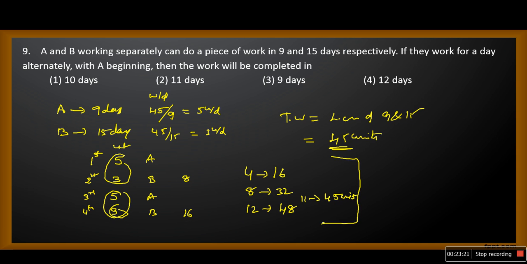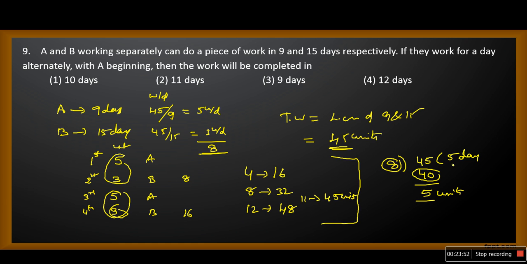The other way of doing is this. A and B together are doing how many units per day? 8 units per day. Take 8 and divide 45 by 8. 8 fives are 40. The remainder is 5. It means doing 8 units per day, if they work for 5 days, they completed 40 units. After 5 days, how many units are left over? 5 units are left over.